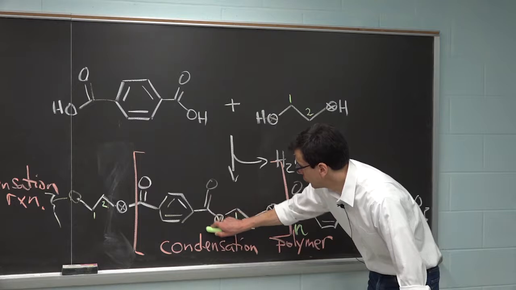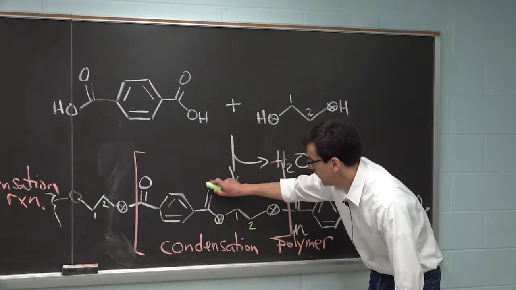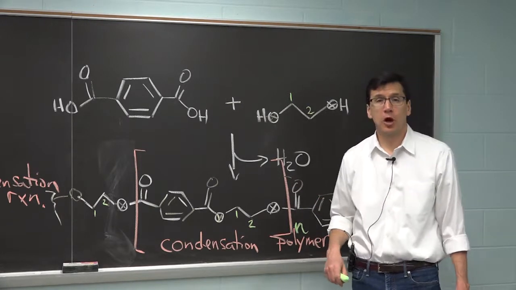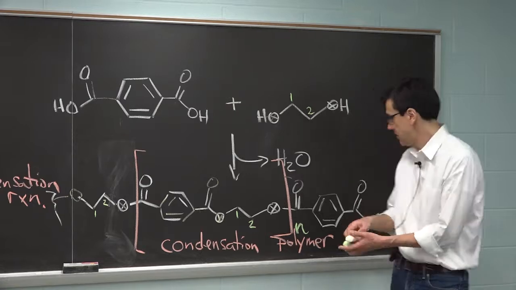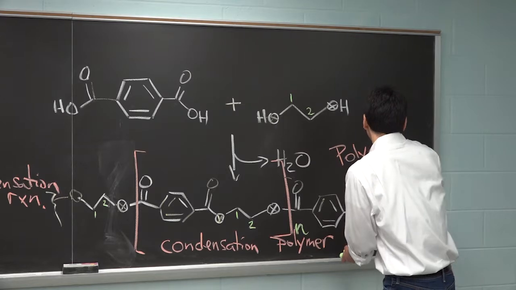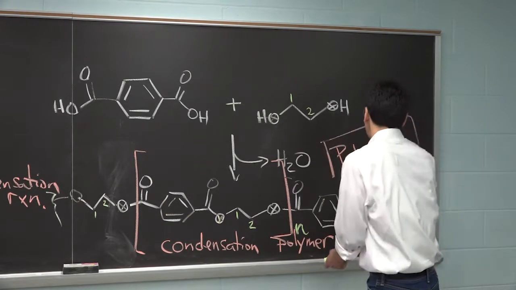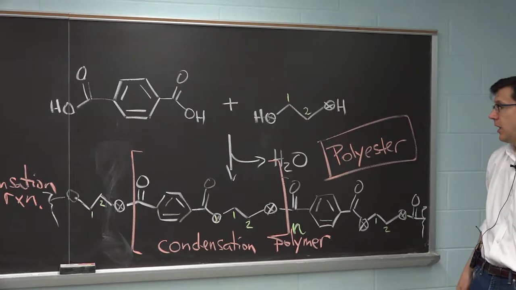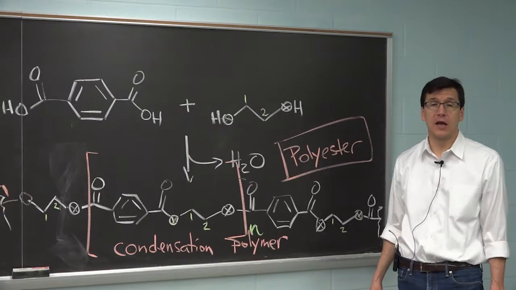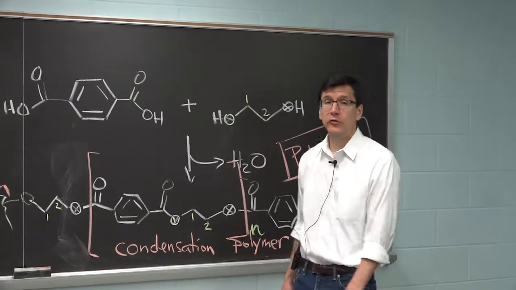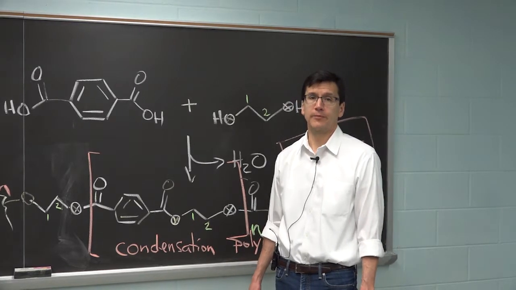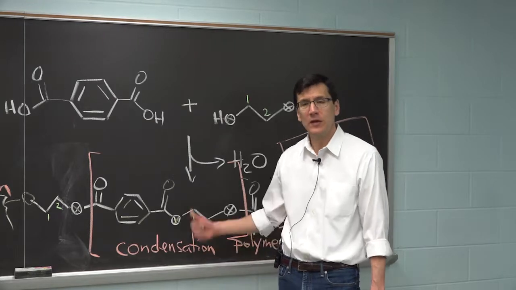Notice, what type of functional group is this right here? It's an ester. Here's another ester, here's another ester. So what would you call this? A poly what? Well, this is an example of a polyester. Okay? This particular polyester is called Dacron. So you might have heard of Dacron as a type of substance that is used to make fibers, and then you can spin those fibers into cloth and so on. So your polyester suit, maybe it's made out of this stuff.